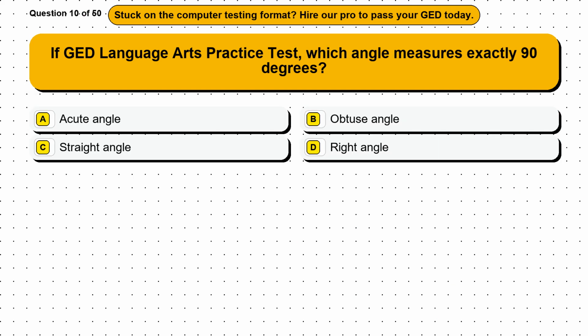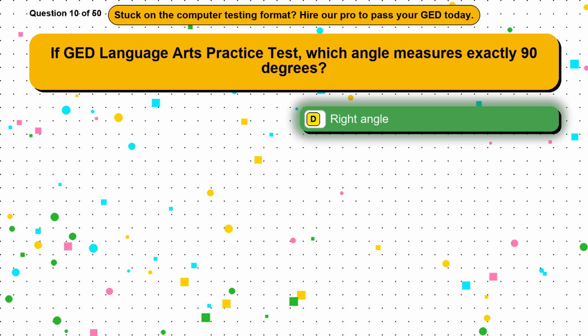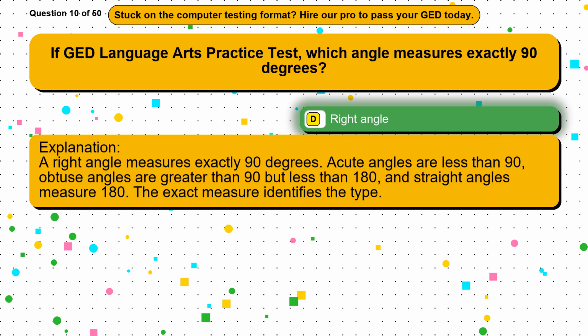Question 10. If GED language arts practice test, which angle measures exactly 90 degrees? Option A, acute angle. Option B, obtuse angle. Option C, straight angle. Option D, right angle. The correct answer is option D. Right angle. A right angle measures exactly 90 degrees. Acute angles are less than 90, obtuse angles are greater than 90 but less than 180, and straight angles measure 180. The exact measure identifies the type.